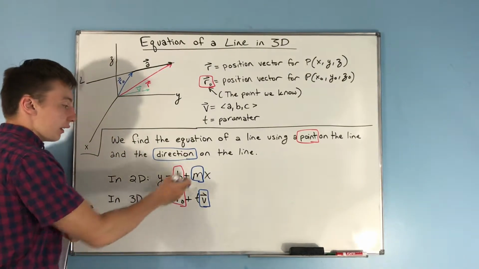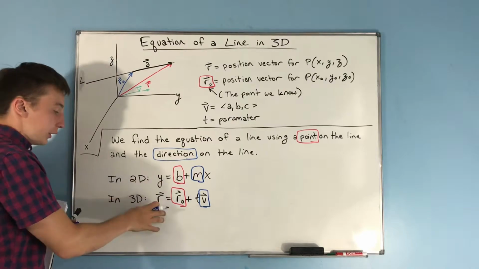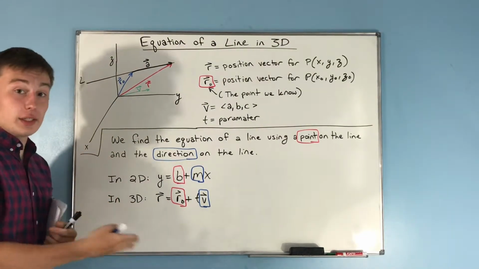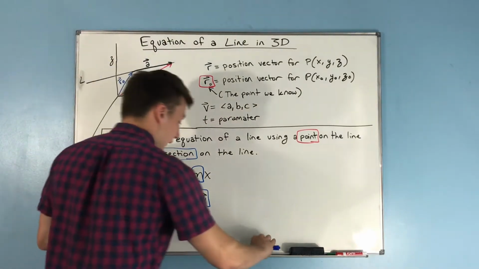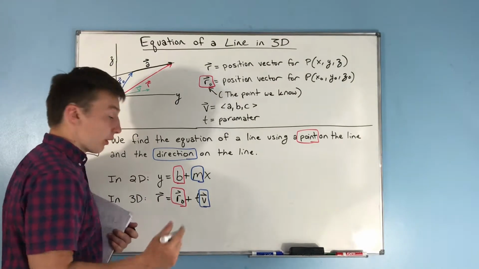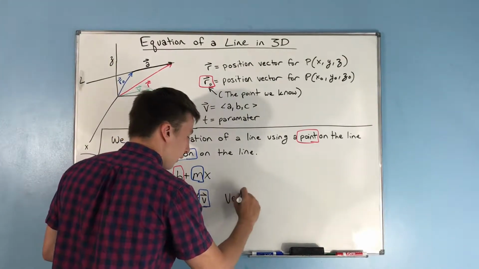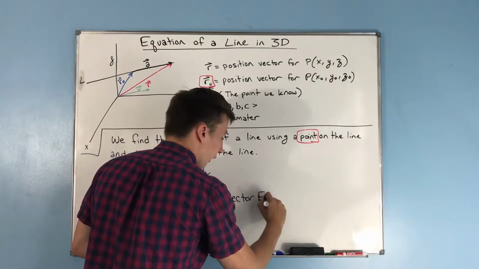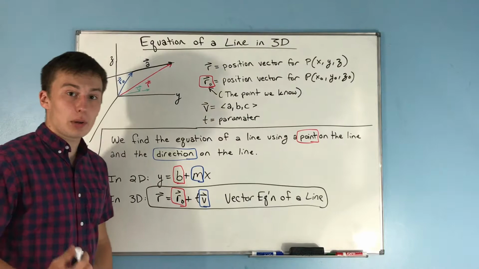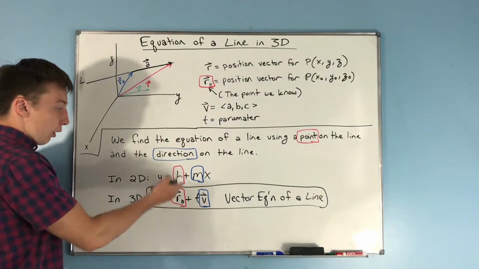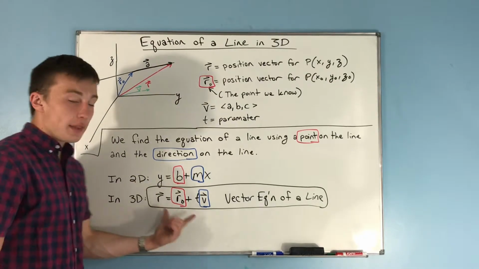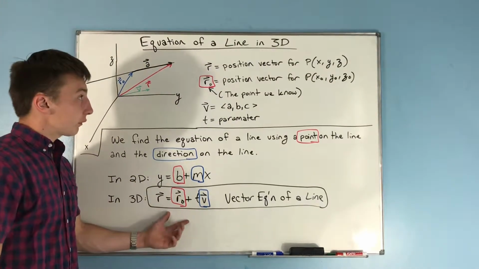So you can see the parallel here between 2 dimensions and 3 dimensions. That's the comparison you need to see. And this equation, because it has vectors in it, is called the vector equation of a line. My hope is that you don't have to memorize this, because you can already see the parallel between 2 dimensions and 3 dimensions, so you can just do this yourself if you're ever not sure.